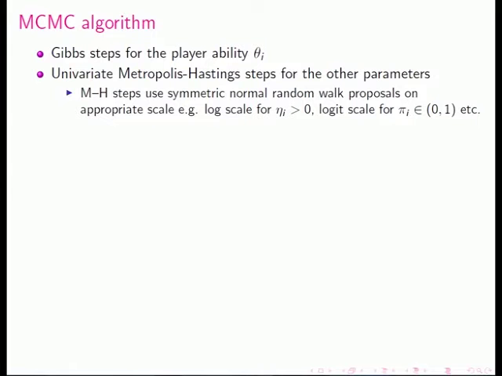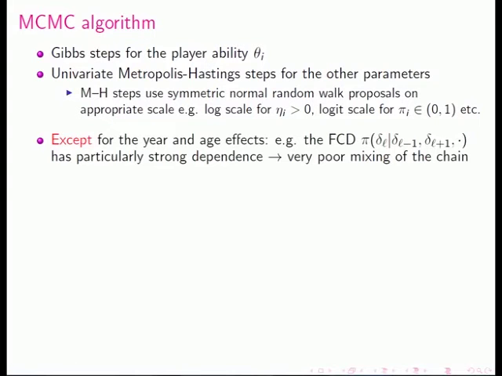is appropriate. So, for example, these etas are positive, so we're going to have normal random walks on the log scale. These probabilities are on 0, 1, so we're going to have it on the logit scale, just sort of standard things just to make the thing work.